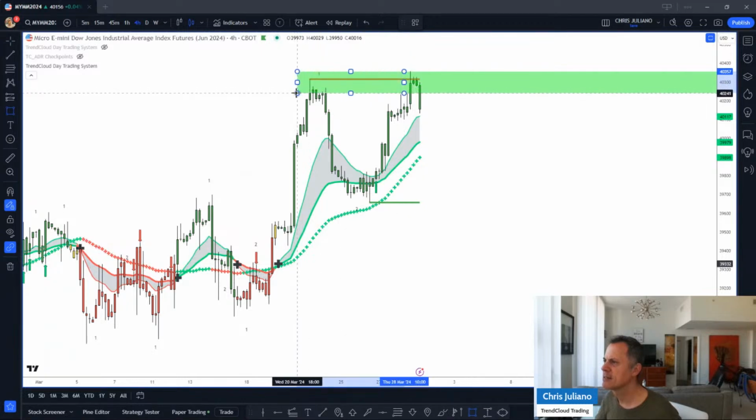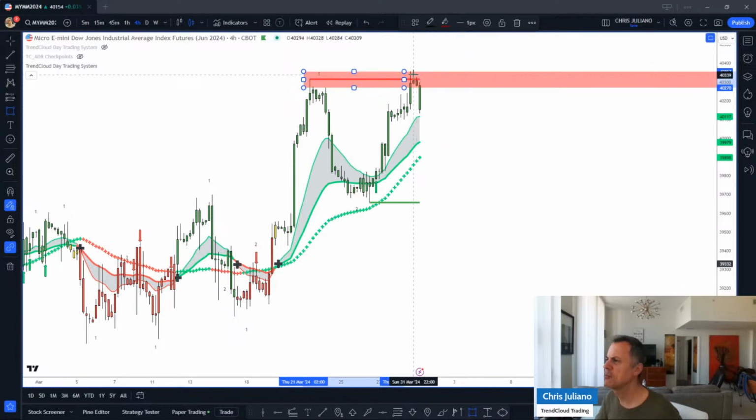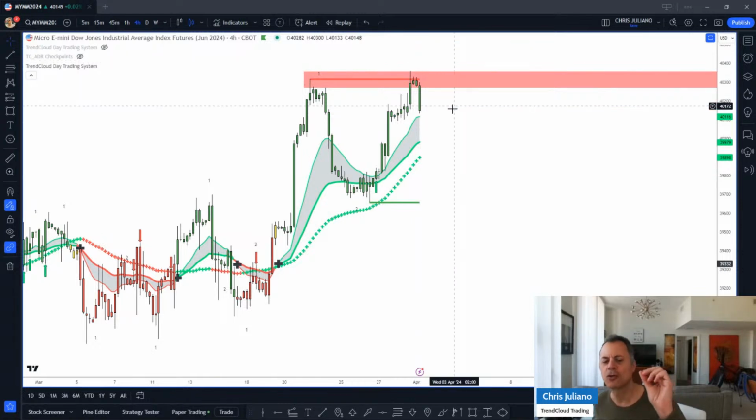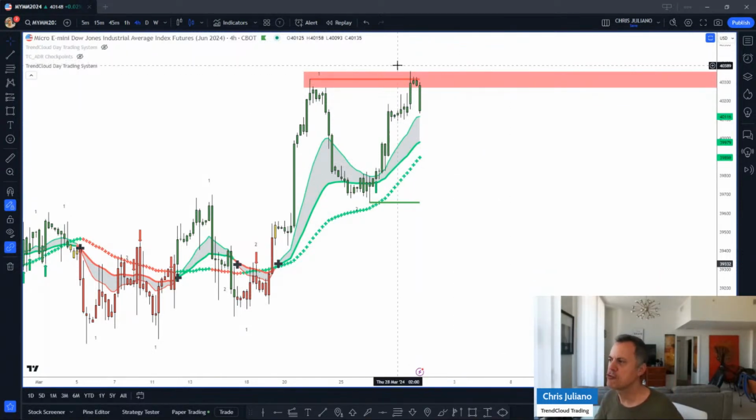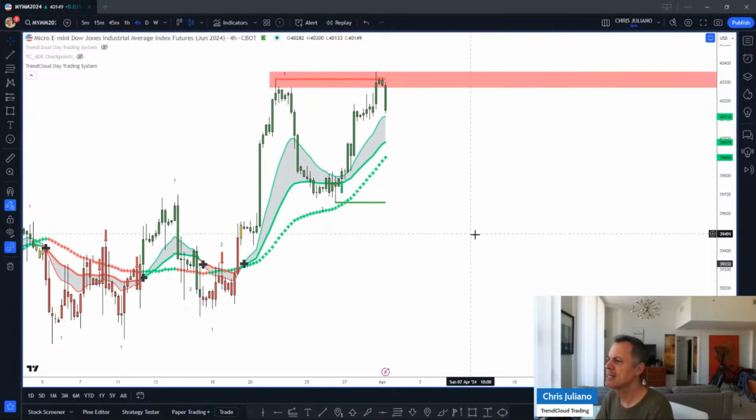It does not break. It does not close above. We just get a little bit of a break above, don't we? Here's your TrendCloud line, right? Previous high breaks above the previous high. It doesn't close above though. So we didn't get a new structure high. We just have this double top. As soon as you get a new structure high, you can't call it a double top anymore. It is just simply a new structure high. So this is officially a double top on the micro Dow. Can we take advantage of this?